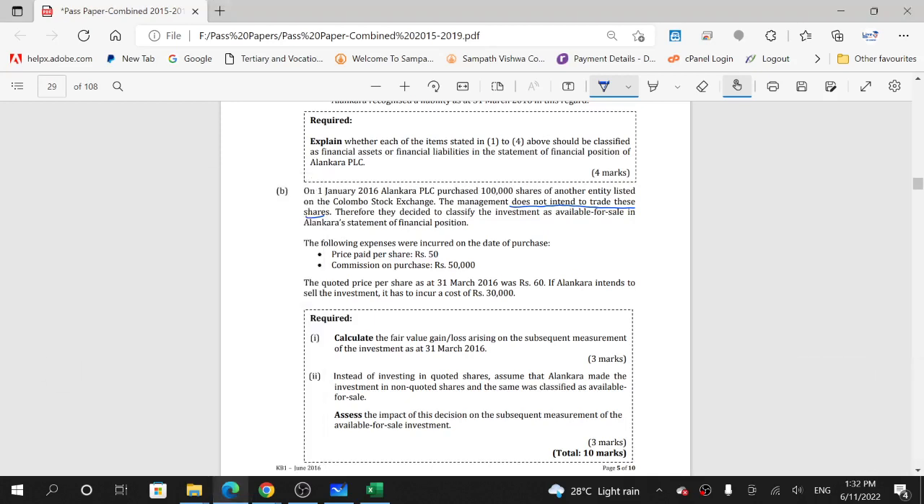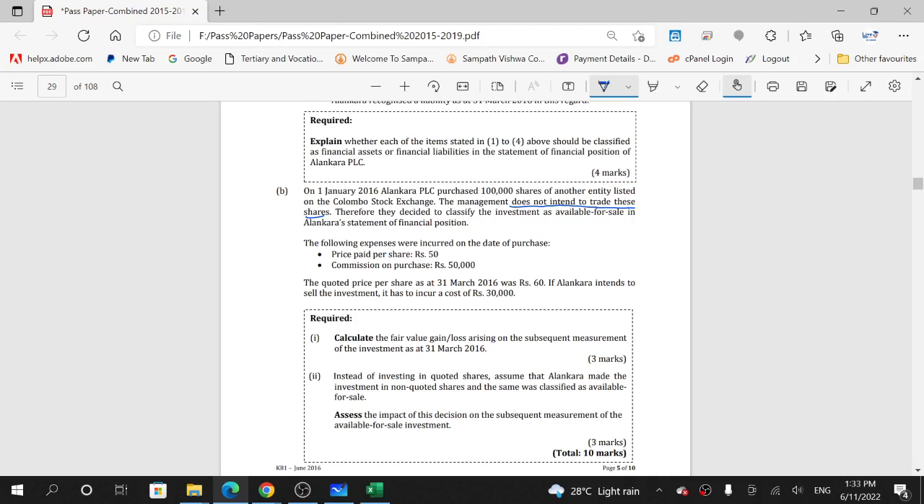Right. The following expenses were incurred on the date of purchase. Price paid per share 50 rupees, commission on purchase 50,000. The quoted price per share at 31st March 2016 was 60. If Alankara intends to sell the investment, it has to incur a cost of 30,000. Part 1: calculate the fair value gain or loss arising on subsequent measurement of the investment at 31st March 2016.